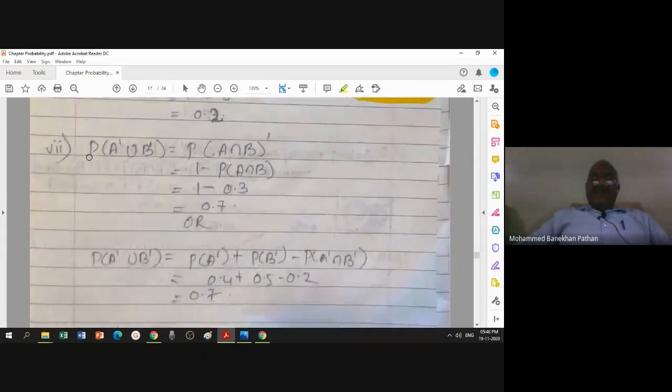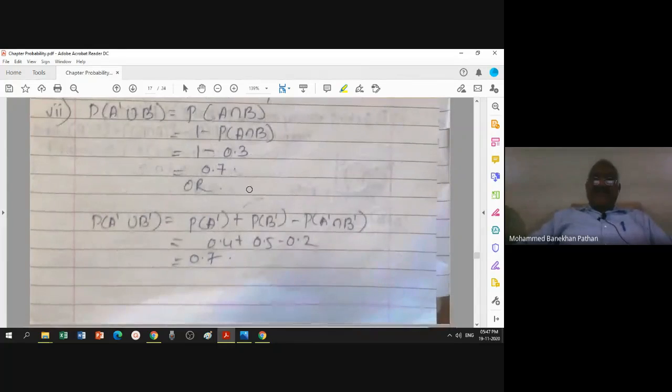The last is the probability of A dash union B dash. Again by De Morgan's law, (A intersection B) complement is nothing but A dash union B dash. This is De Morgan's rule. When there is a single dash for the entire event, use the complement: 1 minus 0.3, the result is 0.7.